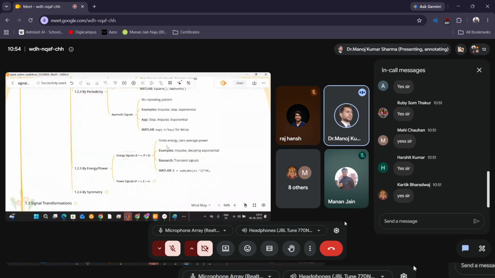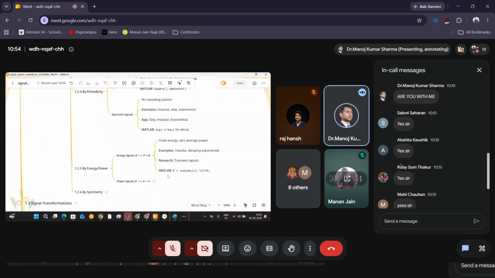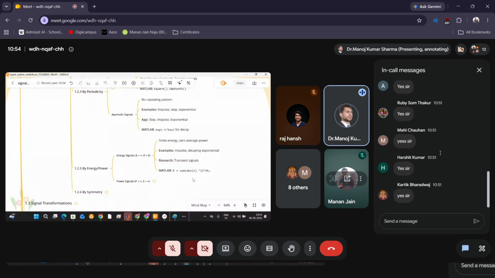For energy signal, the fundamentals are that it has finite energy and zero average power. Examples: impulse functions or signals and decaying exponential signals are treated as energy signals, and transient signals are also termed energy signals, right? So we have mathematical equations to find out whether a signal carries some energy. If it carries some energy, then it will be an energy signal.